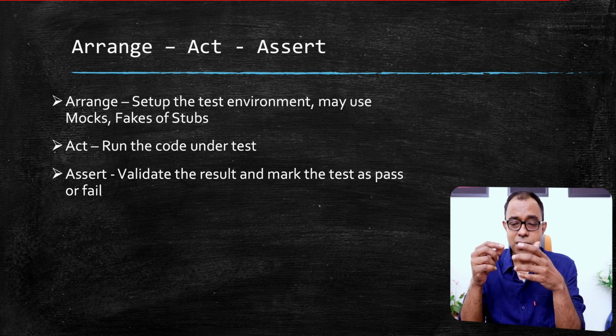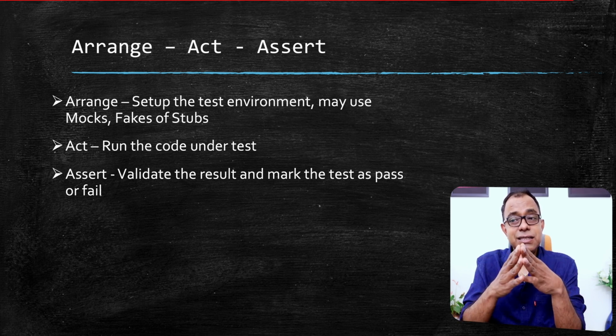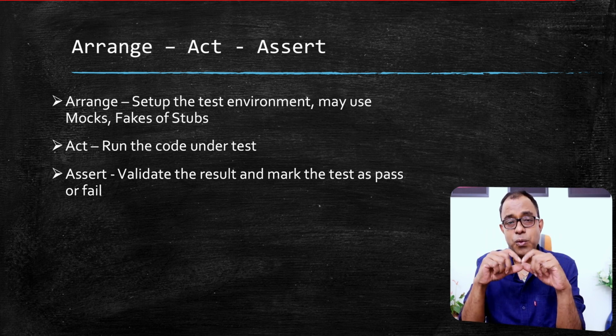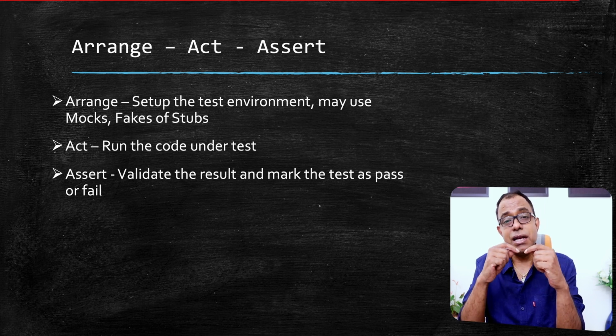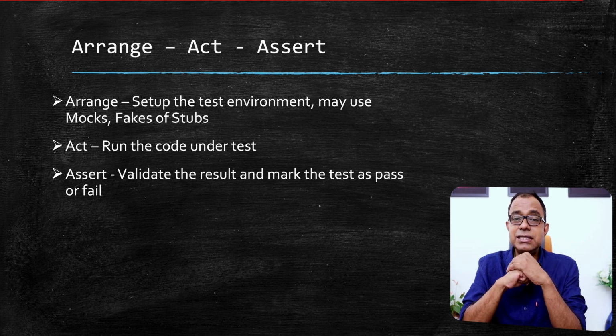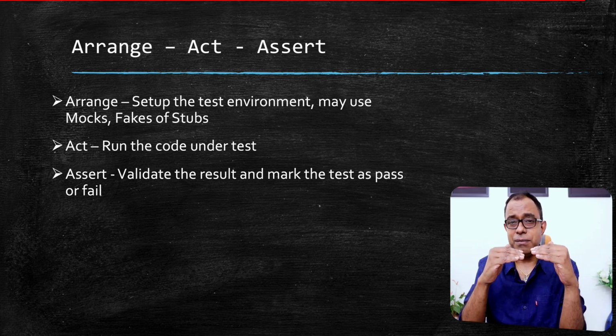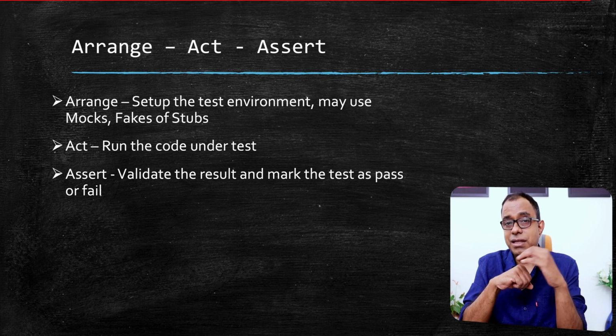You need to start some mocks or fakes or some stubs. You need to arrange things so that the piece of code you want to test has all the environmental constructs which are required for that particular code under test to run. Once you arrange things, you act. Act means run the code which you want to test. And assert. Assert means validate and verify the results. So each and every unit test case will have these three things: arrange, act, and assert.